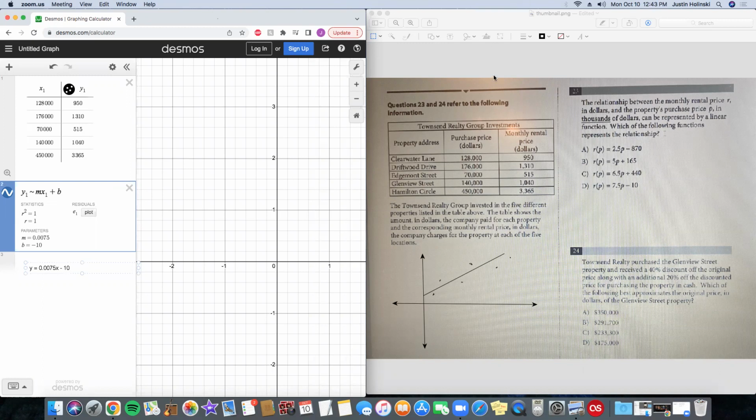But we're missing something here. Let's go back to the problem. It mentions that the purchase price P is in thousands of dollars. So we need to reflect that in our final answer. So that means instead of it being 0.0075x, it's going to be 7.5x when we move the decimal place the appropriate amount of times to reflect the fact that our purchase price is in thousands of dollars. So this is our new equation. And again, this isn't an exact equation. We can plug in an x and get an exact y. It only gets us an approximation because that's the nature of any kind of linear regression situation like this one.